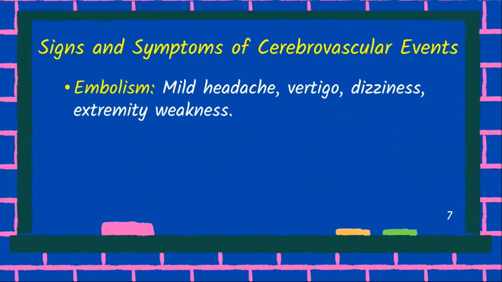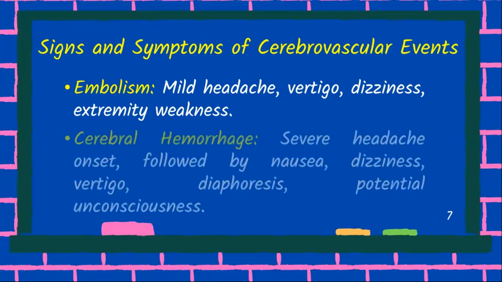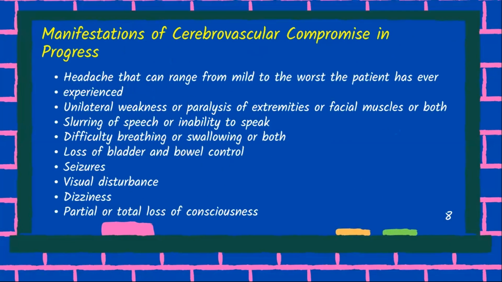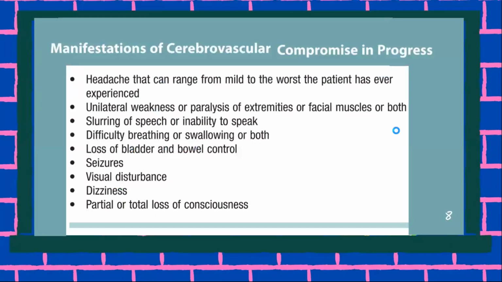Embolism starts with mild headache, progressing to vertigo, dizziness, and weakness in an extremity. In cerebral hemorrhage, there is an abrupt severe headache progressing to nausea, dizziness, vertigo, and sweating with the risk of unconsciousness. This box shows the signs and symptoms of cerebrovascular compromise in progress.